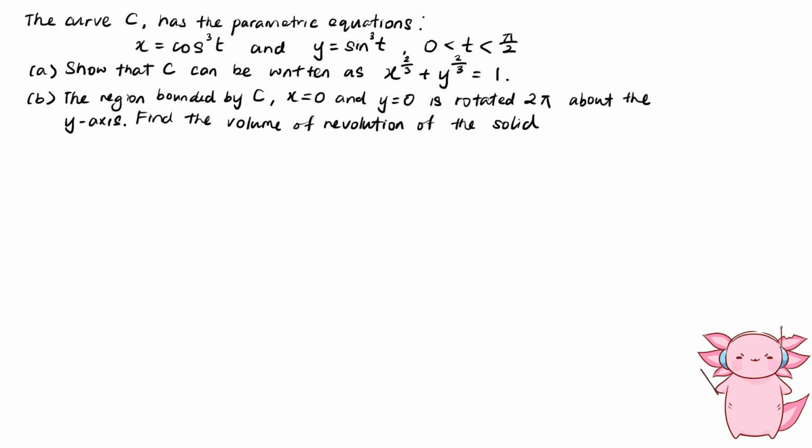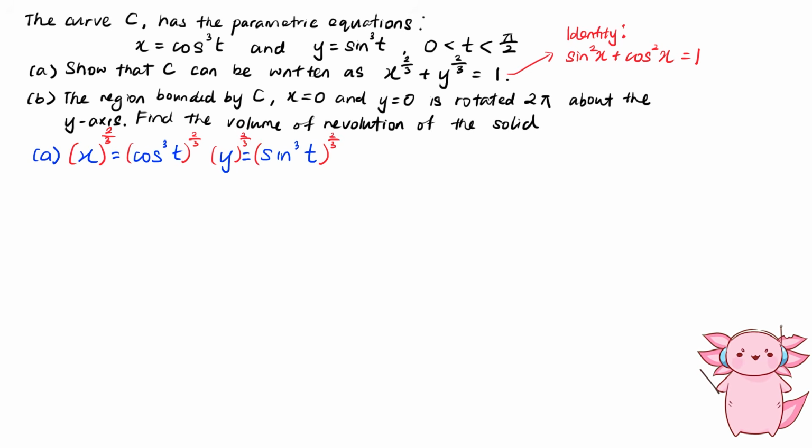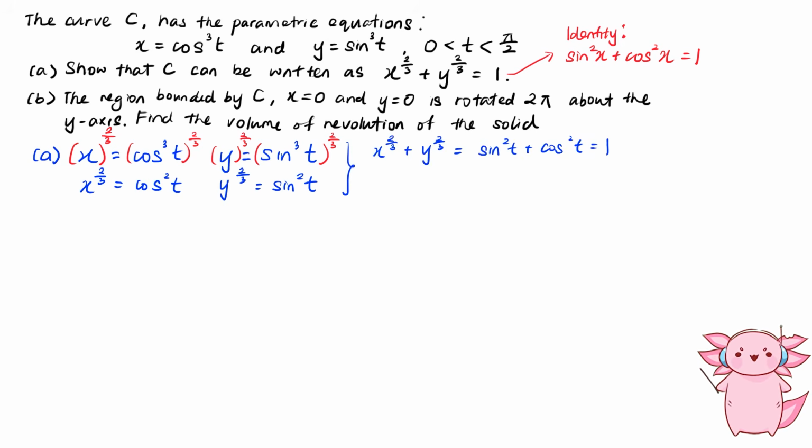For the first part, since we have cosine cubed of t and sine cubed of t, let's try to make use of the identity that sine squared plus cosine squared is equal to 1. Since we want cosine squared, let's raise the power on both sides by 2/3, and we can get cosine squared of t is equal to x to the power of 2/3. Then we do the same for the sine squared term, and finally let's put all of that into the identity, and we've proven the first part.